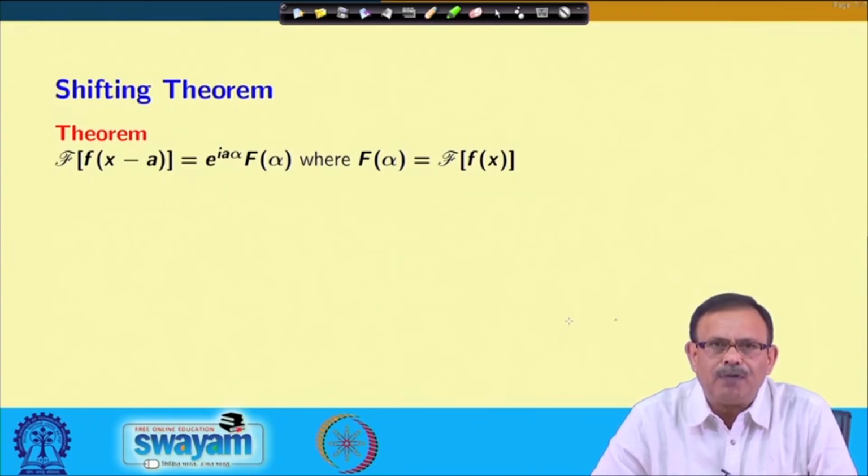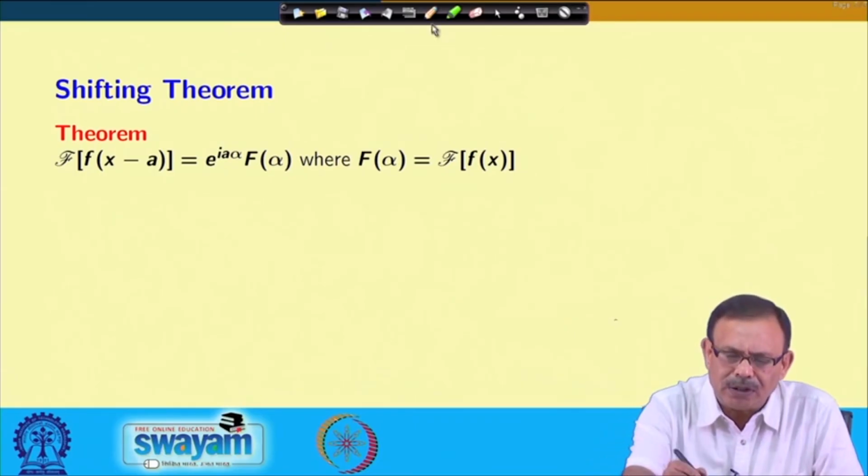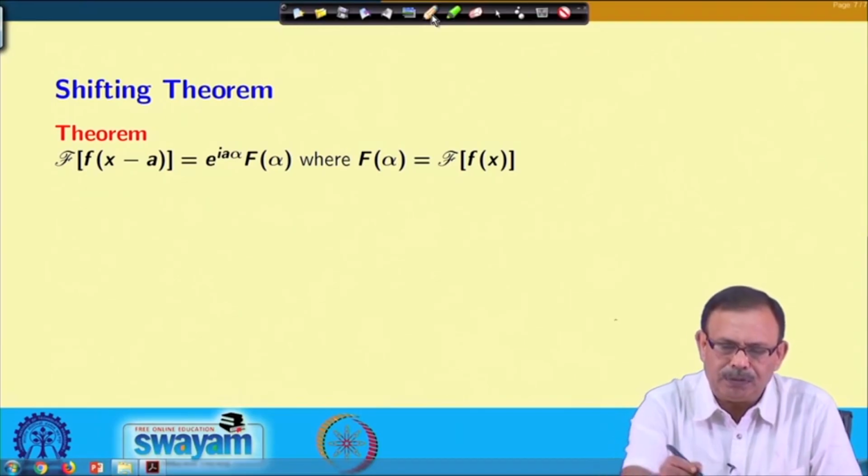Fourier transform of f of x minus a equals e power I a alpha into Fourier transform of f x, that is capital F of alpha, where capital F of alpha is nothing but the Fourier transform of f x. The shifting theorem was there in Laplace transform also, that is if you are shifting from x to x minus a, then an exponential is multiplied, that is e power I a alpha into Fourier transform of f x. Let us see how we can prove this one.